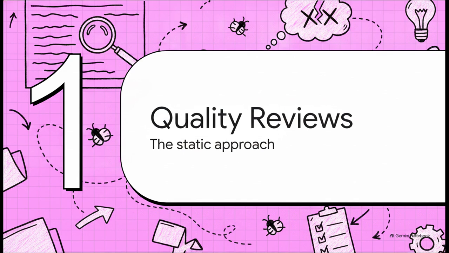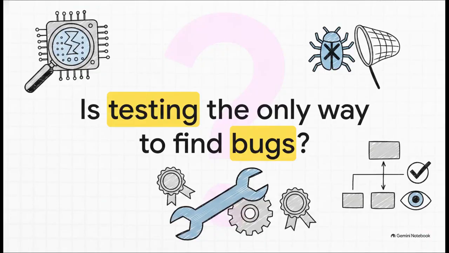Section 1. Introduction to quality reviews. Unpacking the static approach to finding bugs. Okay, I want to start off by asking you a question. Is testing the only way to find bugs? If you're learning to program for the very first time, you might naturally think that executing tests is literally the only way to evaluate your coding skills and find errors. You know the drill. You write the code, compile it, run it, and wait to see if it crashes. But actually, that's simply not true.